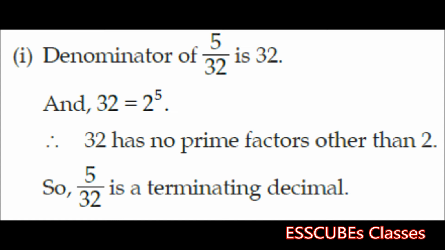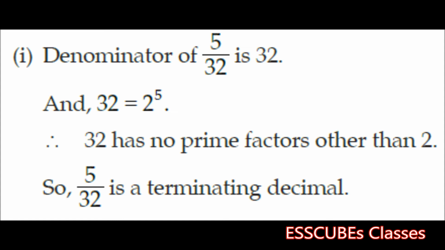In 5 by 32, the denominator is 32. So what is 32 basically? 32 can be represented as 2 raised to the power 5. Now 32 has no prime factors other than 2. And as I said, a terminating decimal can have only prime factors 2 and 5, nothing apart from that. So 5 by 32 happens to be a terminating decimal.